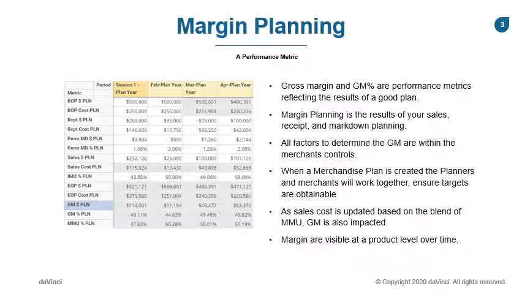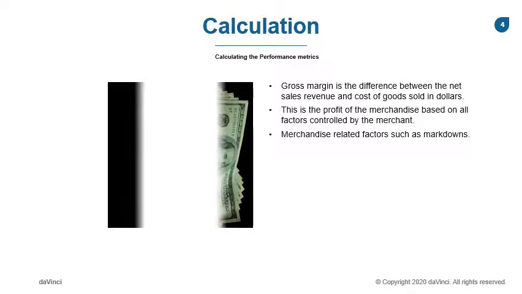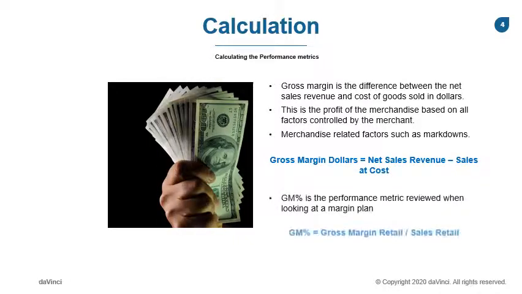Really, the gross margin and gross margin percent are performance metrics providing the results of the inventory, the sales, the receipts, and the markdown plans. Gross margin is the difference between your net sales revenue minus your sales at cost. This is expressed in dollars. It is determining how much profit has been made on the items purchased by the company.